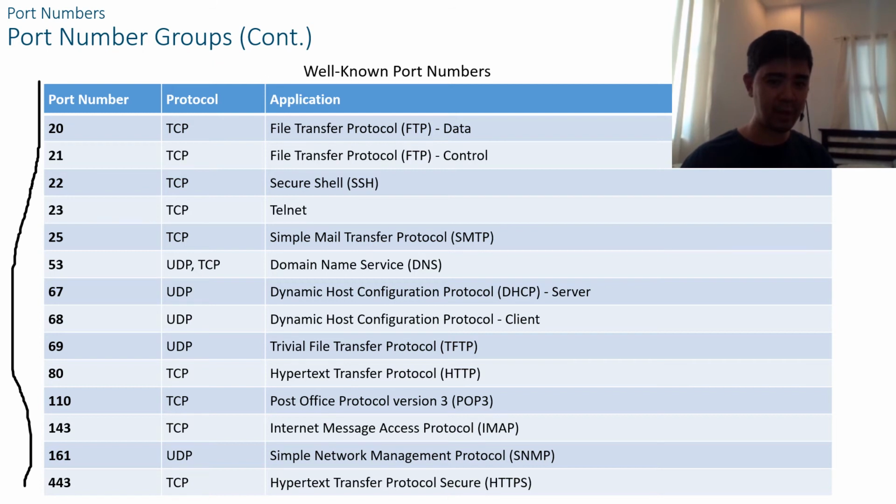So again, for FTP we have two ports, 20 and 21. For SSH, the port number is 22. Telnet is 23. SMTP is 25. DNS is 53. DHCP for the server side is 67, on the client side is 68. TFTP is 69. HTTP is 80. POP3 is 110. IMAP is 143. SNMP is 161. And HTTPS is 443. You should memorize these port numbers.